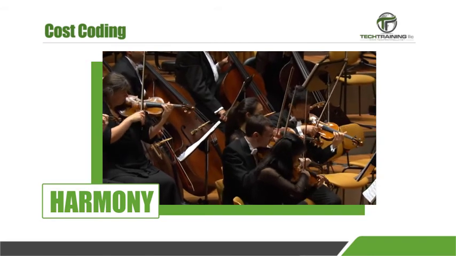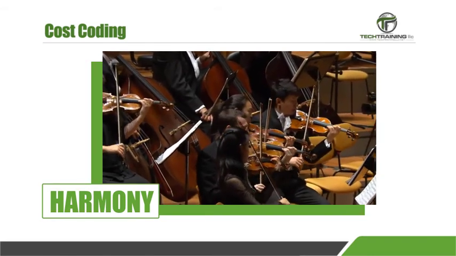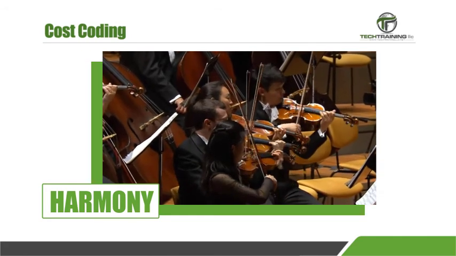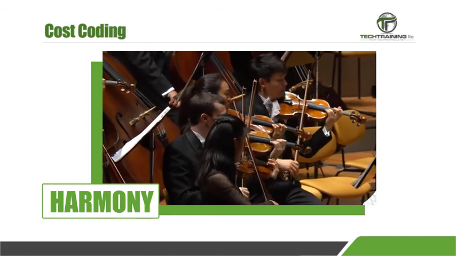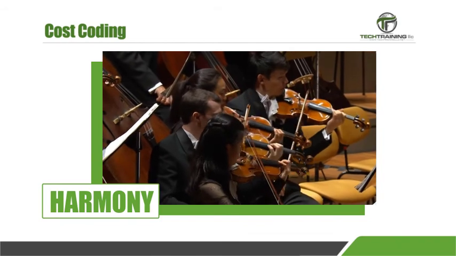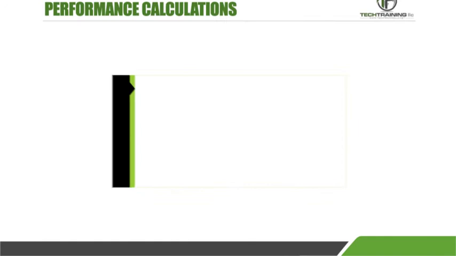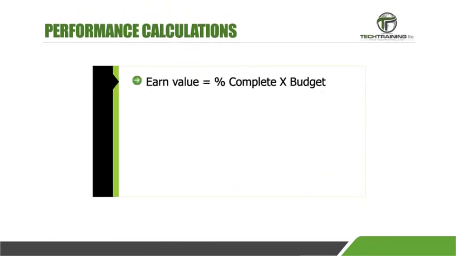If everyone does their job, we can create a cost and schedule performance. How often we evaluate, and the amount of detail, will depend upon the project. So now, let's take a look at the basics. Earned value is calculated by the percentage completion of the project multiplied by the budget for the project.